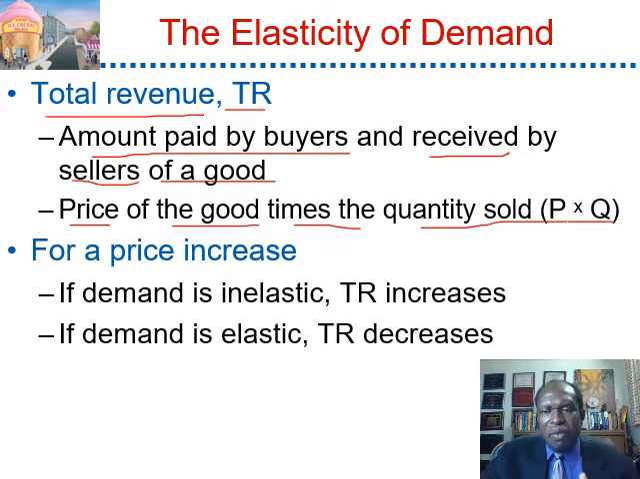For instance, if 1 pound of apple equals $5 and you buy 10 pounds of apple, then the amount that you're going to pay equals 5 times 10, which is $50. The seller of apple will receive $50 as revenue.